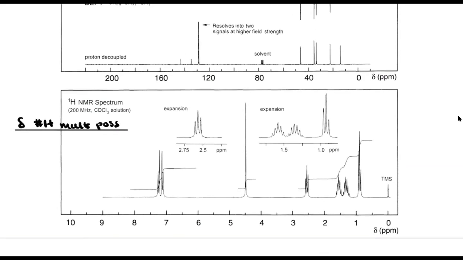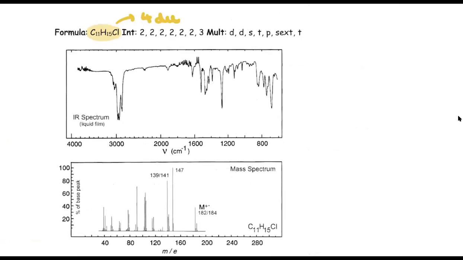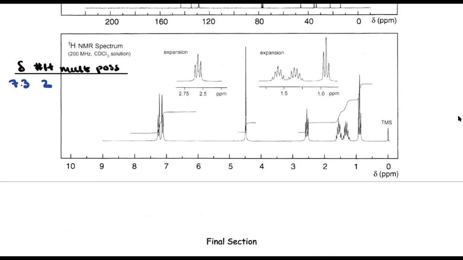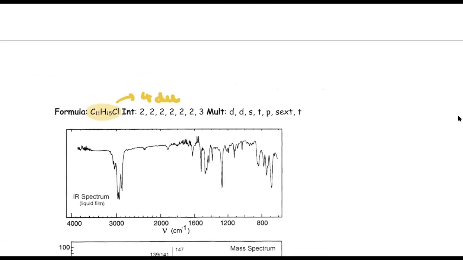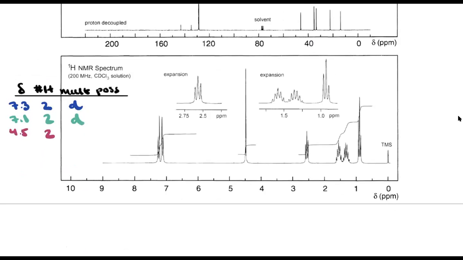Okay, so I have these little peaks at 7.3 and 7.1. That integrates to 2, and that's going to be a doublet. Okay. So we have one at 4.5 that integrates to 2. Oh, so everything's a 2 except for the last one. 2, and that's going to be a singlet.